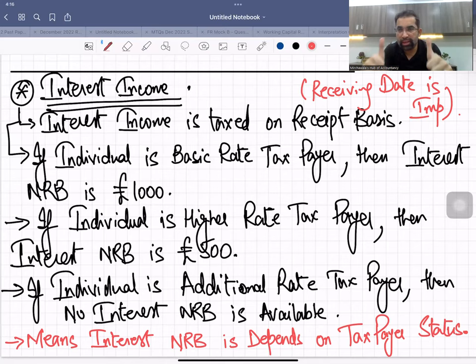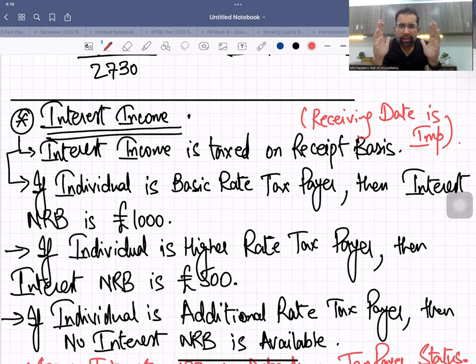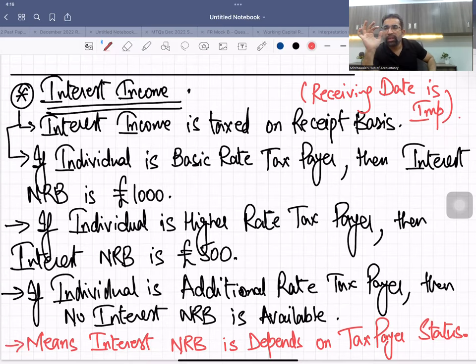Now, the second thing is, hope you remember, there is one thing which I taught you, NRB, nil rate band. Look at here. In dividend income, NRB of 2000 is available to everybody, irrespective of your income, irrespective of your tax status. But now see these three important lines. In interest income, NRB is dependent on taxpayer's status.